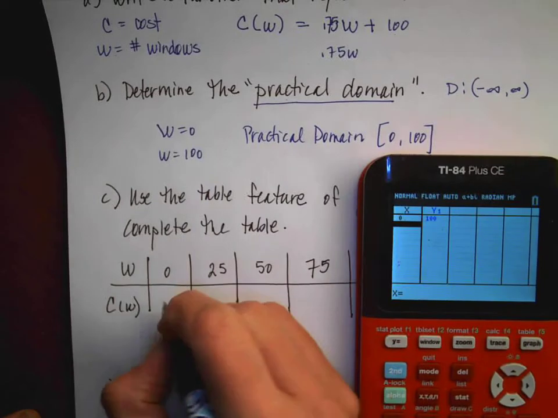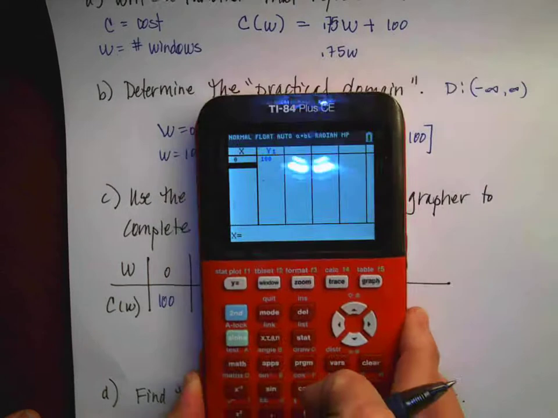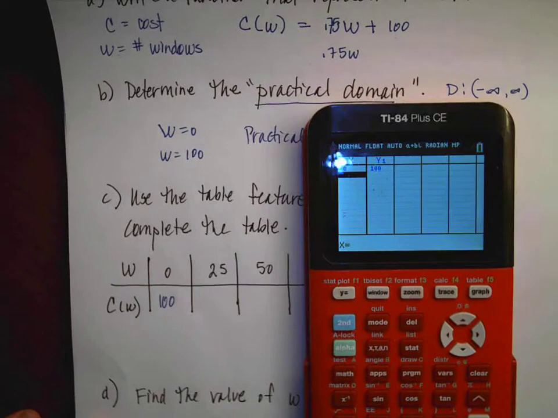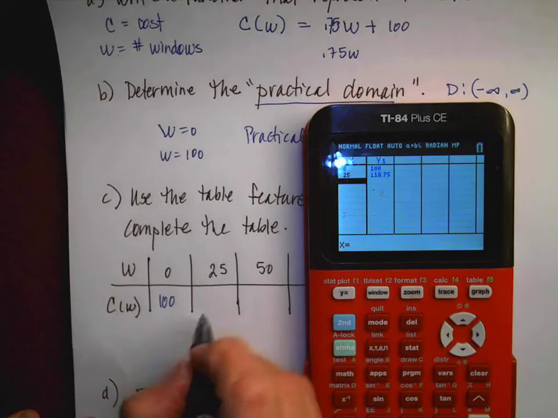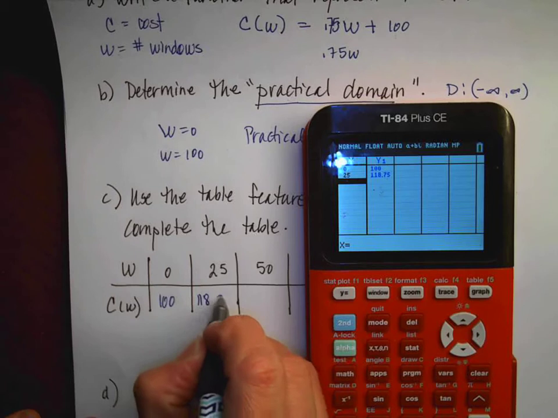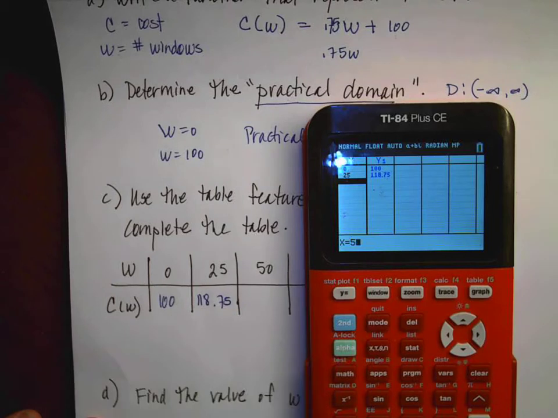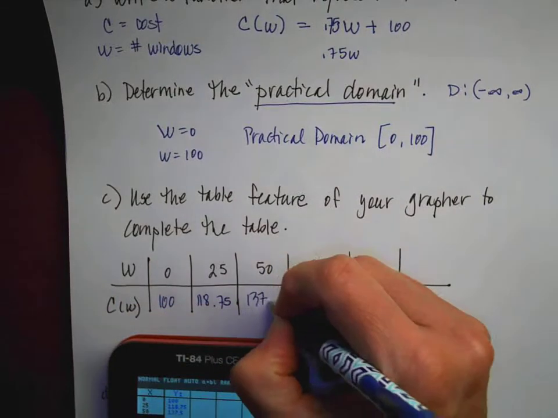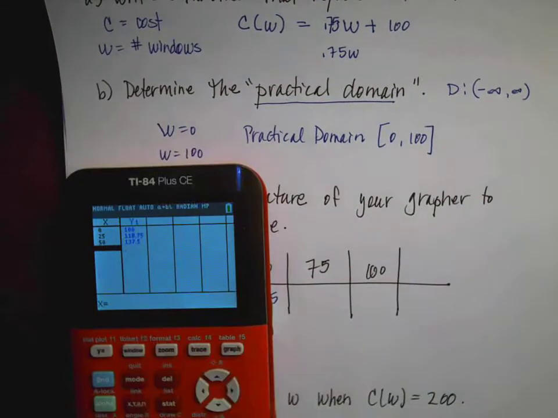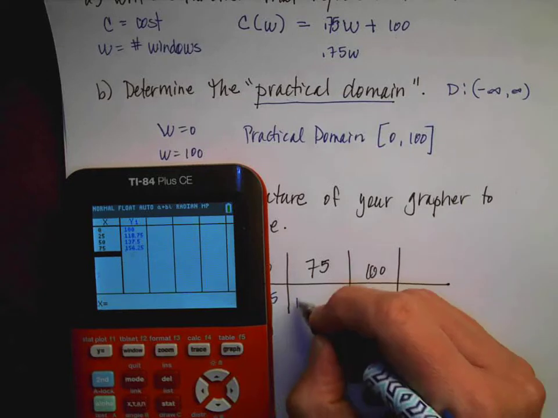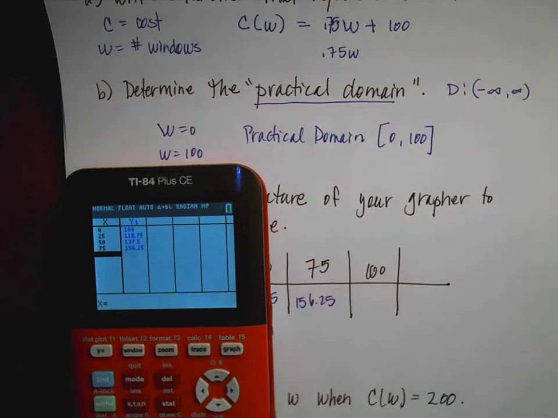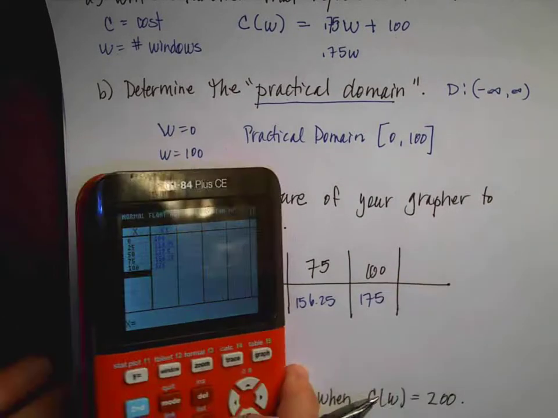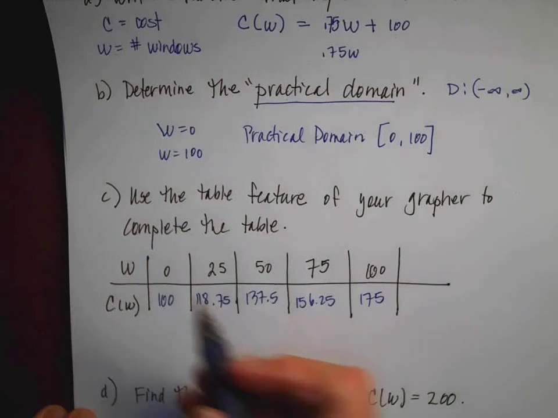If I go to second table, and I put in x is 0, it tells me that y is 100, okay, which makes sense because it costs $100 just for them to come out to the house. My next x value is 25, so that means my y value is 118.75. My next x is 50, and I get 137.5. My next x value is 75, 156.25, and my next x is 100, 175.